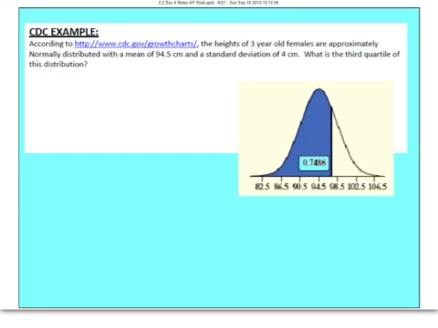This is a good problem to take a listen to. This is kind of a backwards one, so let me show you how you could approach doing this. According to the CDC, the heights of 3-year-old females are approximately normally distributed with a mean of 94.5 centimeters and a standard deviation of 4 centimeters. What is the third quartile of this distribution?